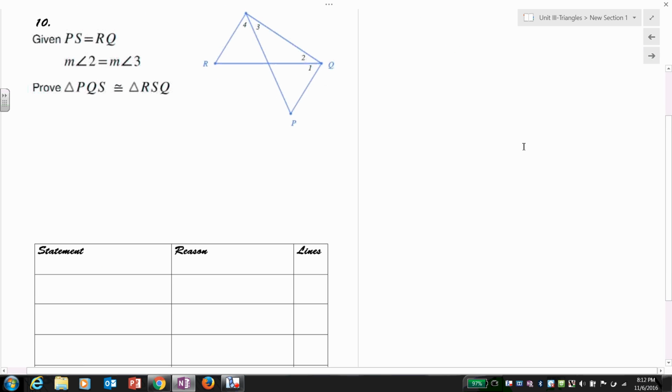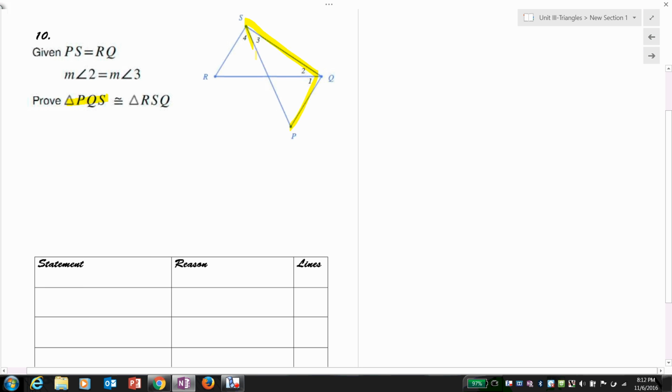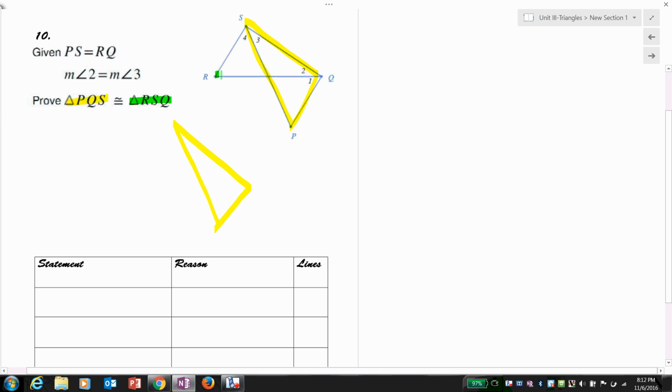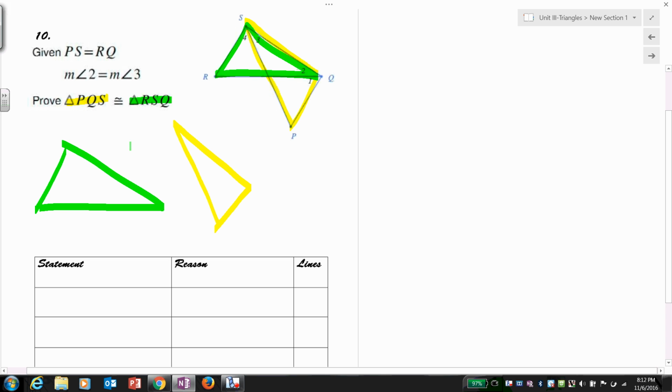Let's try one more. Let's be careful here. We have overlapping triangles, PQS. So first thing we're going to do here is we're going to separate them. PQS is going to be congruent to RSQ. Let's bring our numbers over. That's angle 2. This right here was angle 3. Okay, let's see what we can do here.